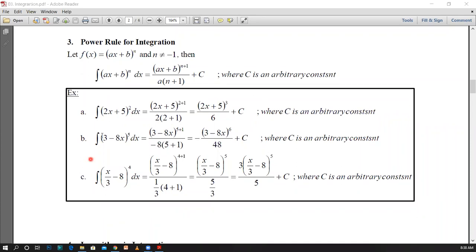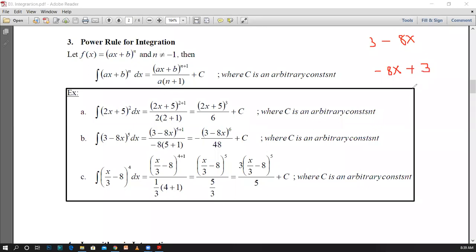The next example is (3 - 8x)^5. You need to identify the integral of (3 - 8x)^5 with respect to x. Here also you can see that it is in the form of ax + b. Here the function we are having is 3 - 8x, and if you take the x term first, then you can get this as -8x + 3.